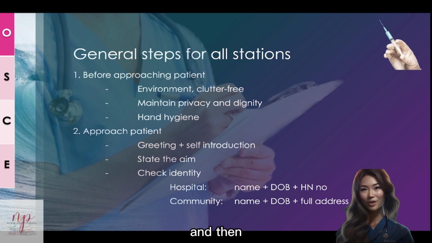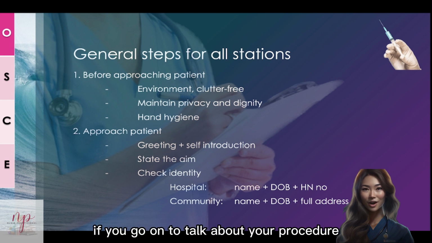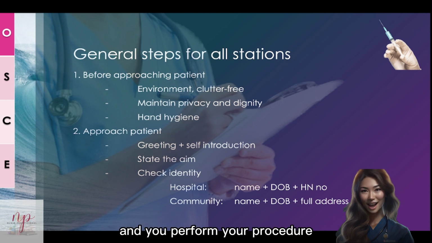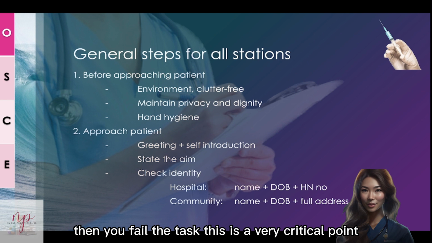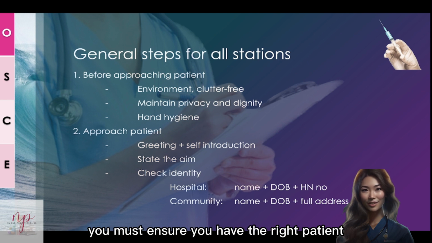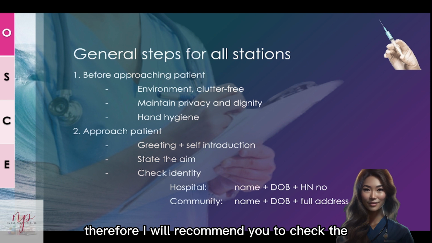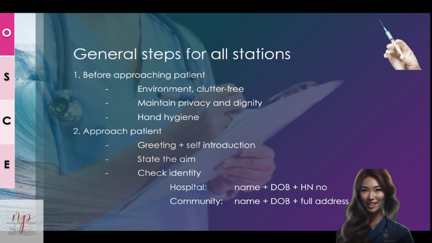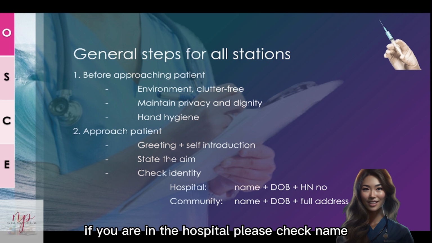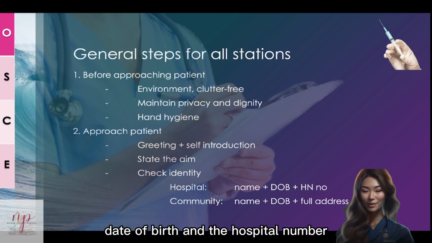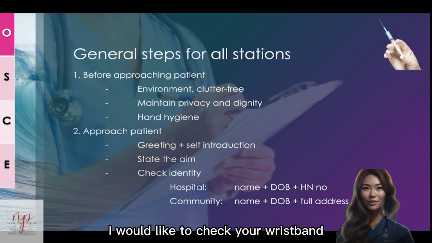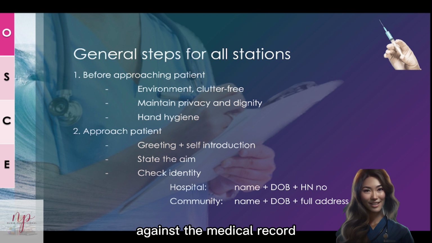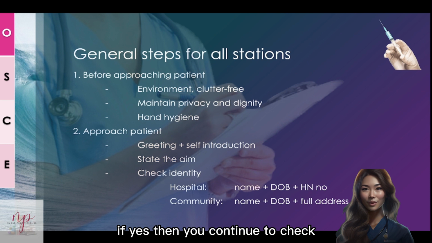And then you need to check the identity. It is a very crucial point. If you go on to talk about your procedure and you perform your procedure without checking the identity, then you fail the task. This is a very critical point. You must ensure you have the right patient. Therefore, I would recommend you check the identity as early as possible. If you are in the hospital, please check name, date of birth, and the hospital number. May I have your full name, please? And your date of birth? I would like to check your wristbands against the medical record. Is that alright? If yes, then you continue to check.